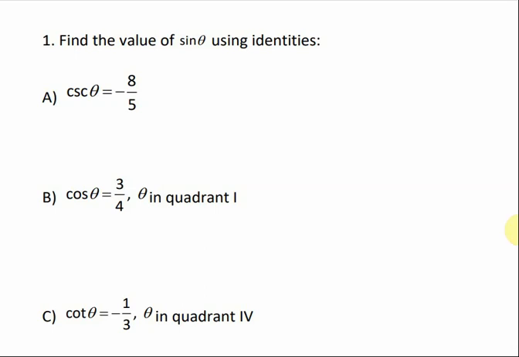So now we're going to find the value of sine using the identities. All right, so the first one says cosecant of theta is equal to negative 8 over 5. So let's think about what the relationship between cosecant and sine are. We know that they're reciprocals of each other. So if we were just to take cosecant of theta, which is negative 8 over 5, and flip it, or take the reciprocal of it, then that would be what sine of theta is equal to. So sine of theta is equal to negative 5 over 8.